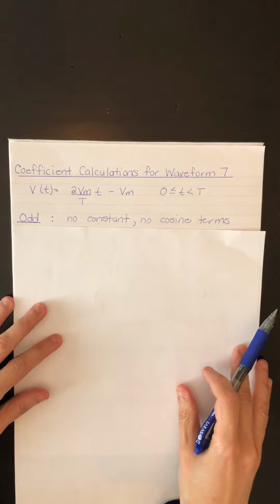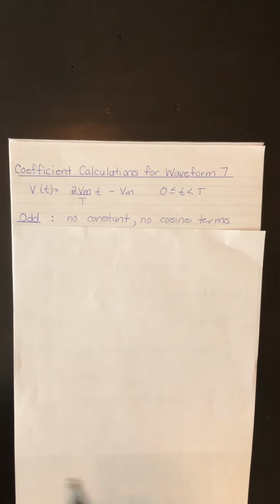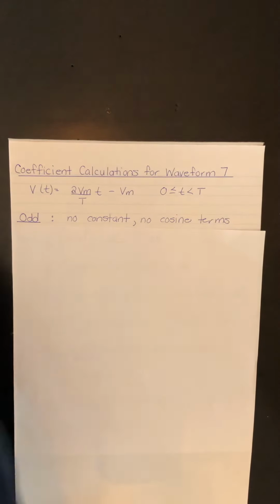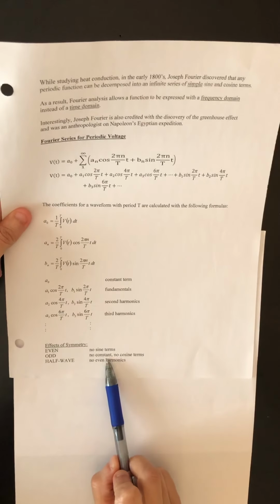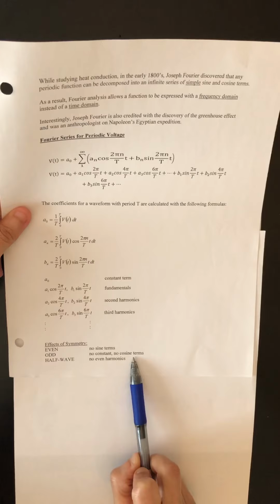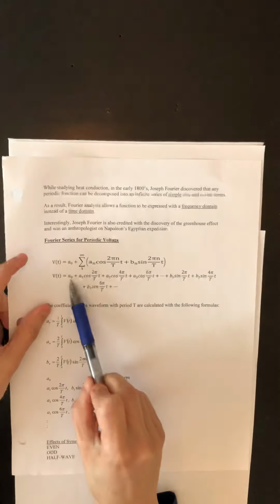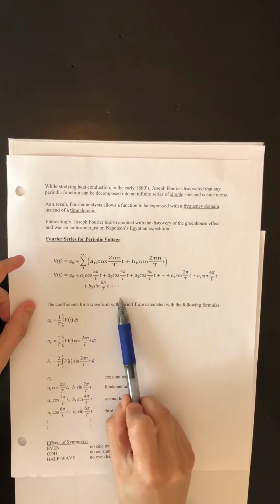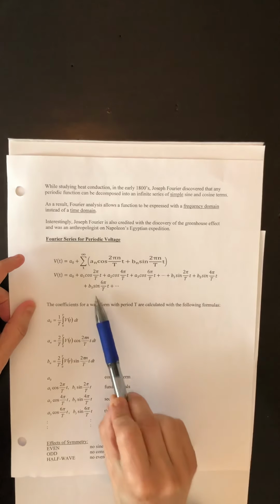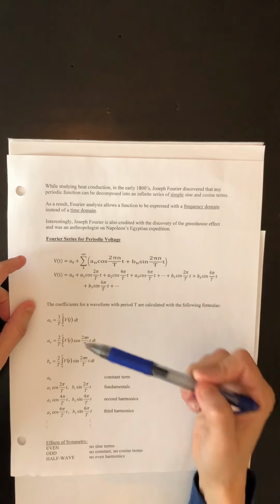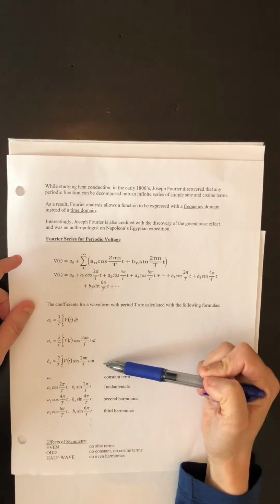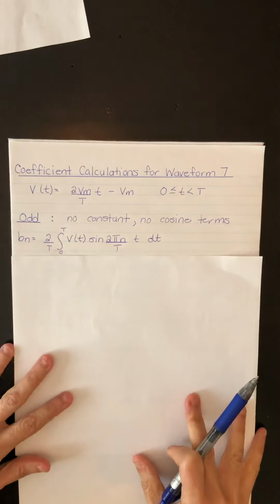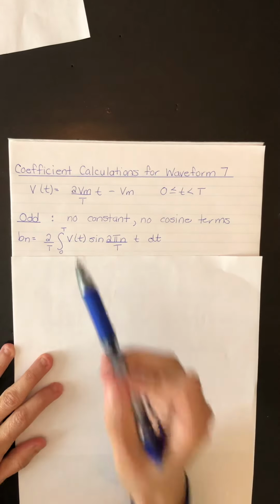This particular waveform had odd symmetry, and you may remember that that means there will be no constant term and no cosine terms. So in our series, we will only have terms of this form here. We will not use this formula nor this formula, just the Bn formula. Okay, so this is the Bn formula.